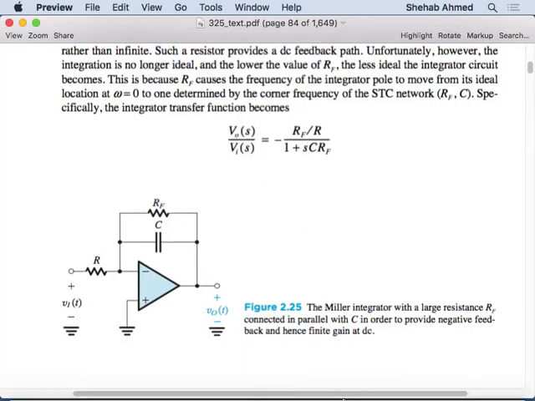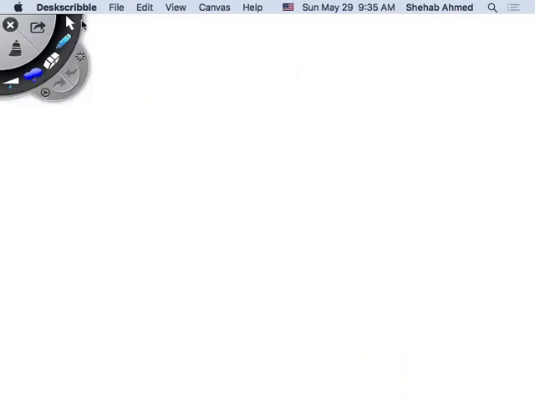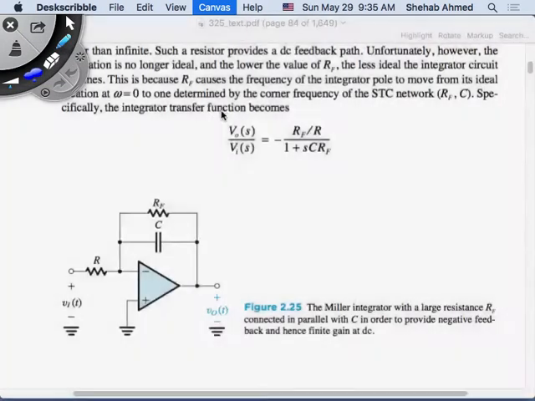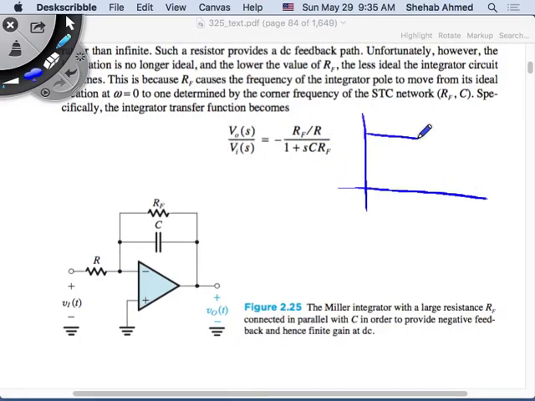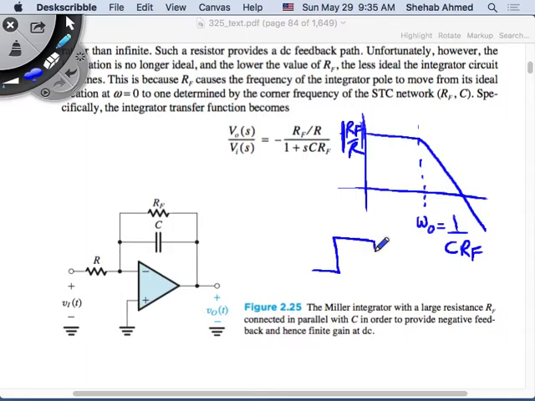What did we say this looks like? My single time constant, high pass or low pass? Single time constant, low pass. Exactly. This looks like my single time constant low pass filter with DC gain minus RF over R, or gain, I'll call it RF over R, and break frequency omega naught equal to 1 over tau, which is 1 over C RF. That's this, right? So if I put in a square wave, what's going to happen to it?